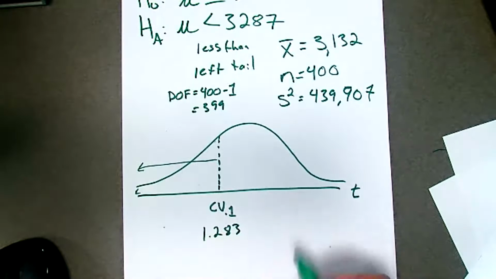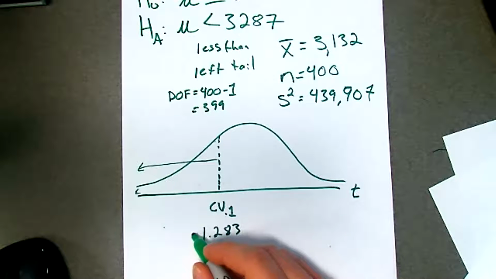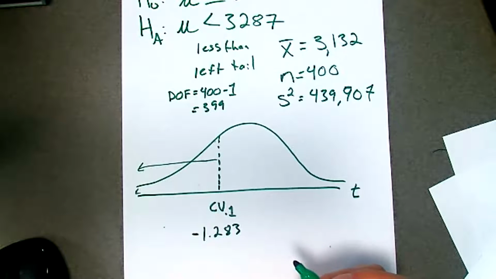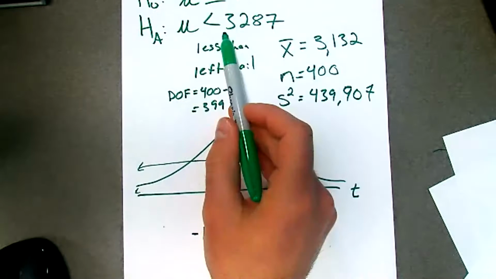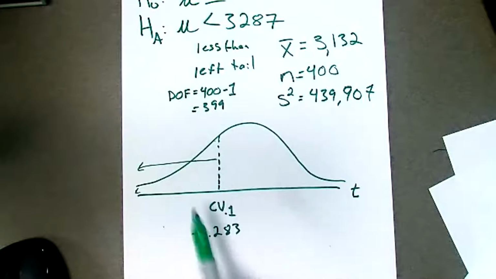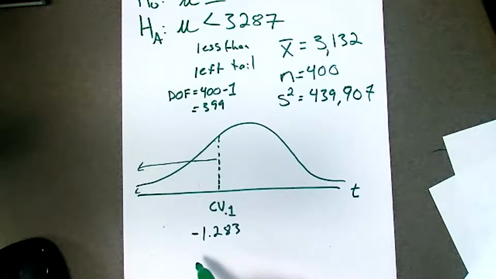1.283 is the right value. It's just that for a left-tailed test, my critical values are negative. So when it comes to using the student t-table, you can use it to find the values, but then you're really going to have to remember that depending on what type of tailed test I have, if it's a left-tailed test, it's that value, but negative.